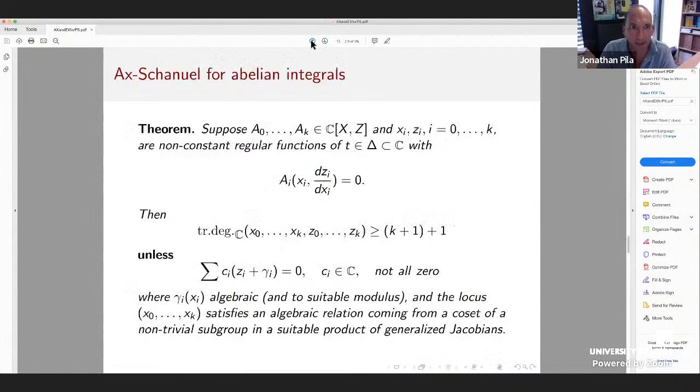So that is the Ax-Schanuel theorem for abelian integrals. And of course, this proof goes through a product of generalized Jacobians, but in some sense, it's a standalone Ax-Schanuel on any finite set of abelian integrals. And we'll see another formulation of it in a little bit.